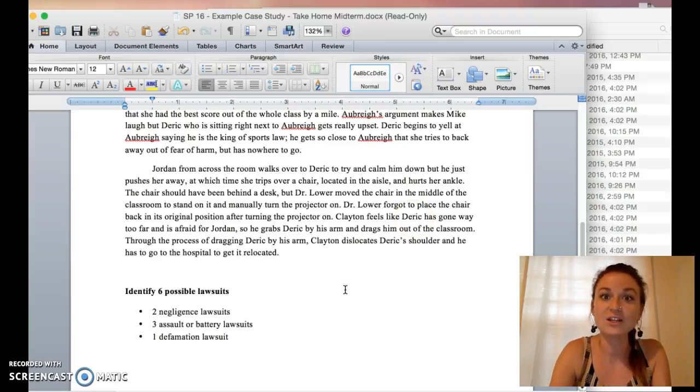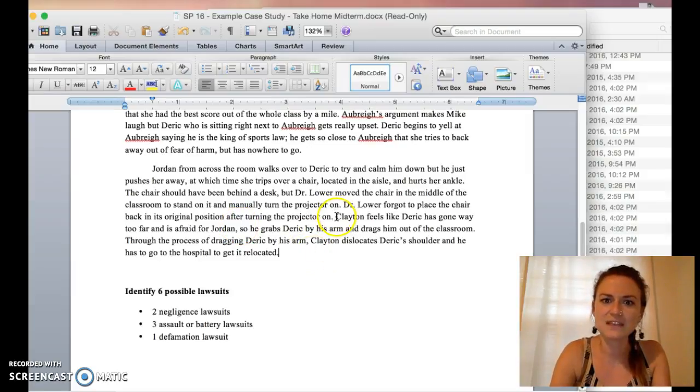What are the legal principles? Well, the first legal principle is that Clayton intended to touch Derek, which is evident right here. Clayton feels like he has gone too far, so he grabs Derek. That is intent. Actual touching occurred. He grabs Derek by his arm. That is support for actual touching. And then there was no consent. There's no consent indicated anywhere. And then there's also injury. However, that's not necessary for a battery complaint.